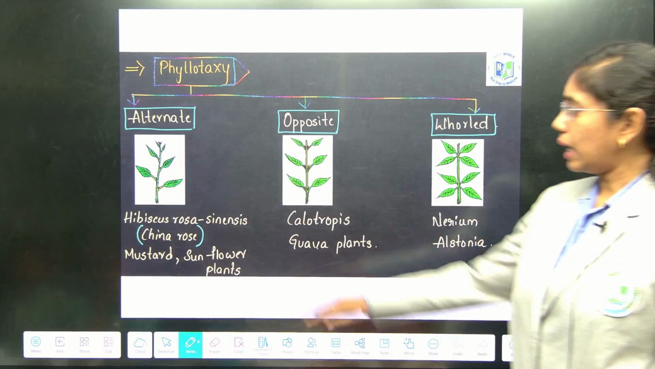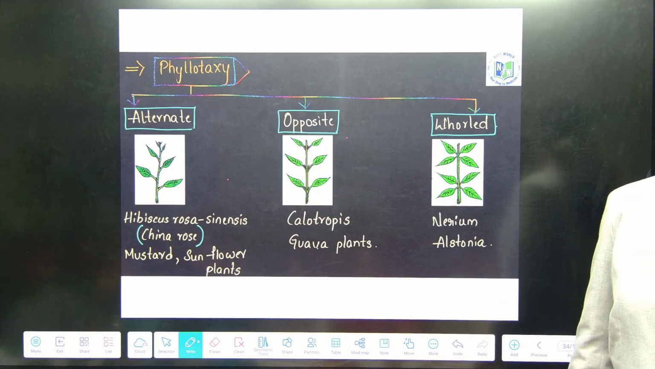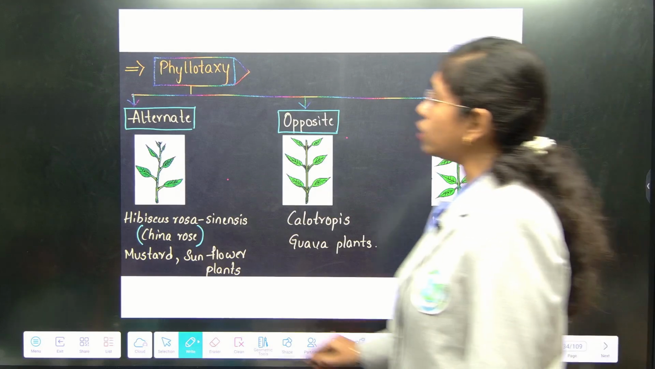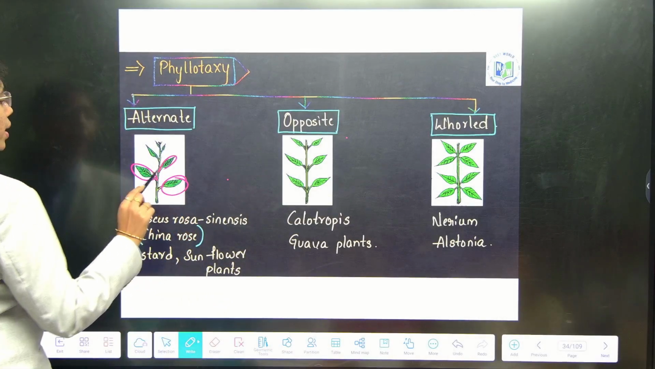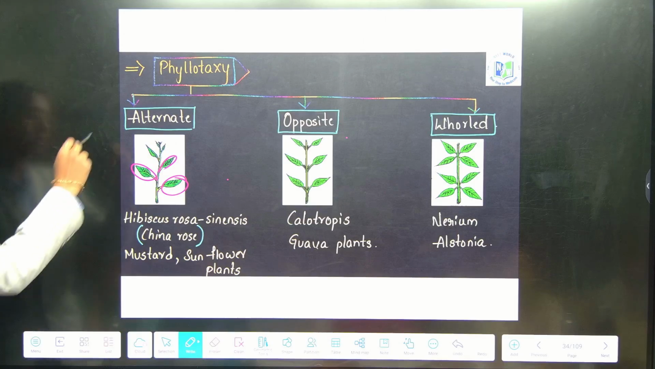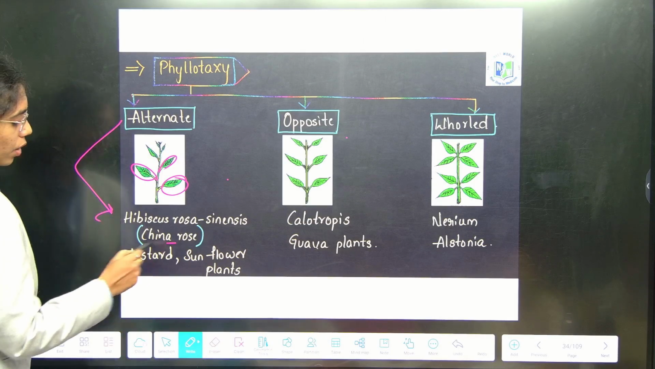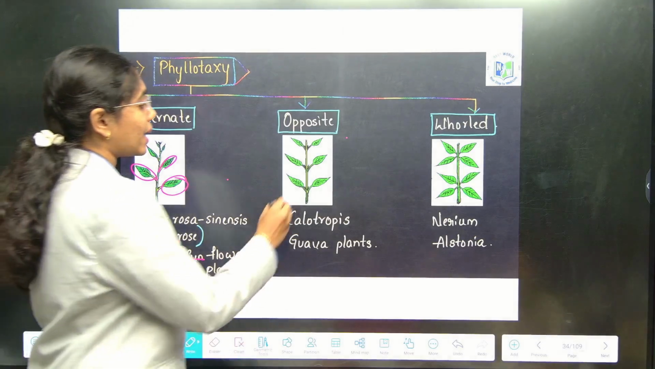Phyllotaxy: alternate, opposite, whorled phyllotaxy. Alternate phyllotaxy, at each nodal point a leaflet will arise. This is alternate phyllotaxy. Examples include what? China rose, mustard, sunflower.